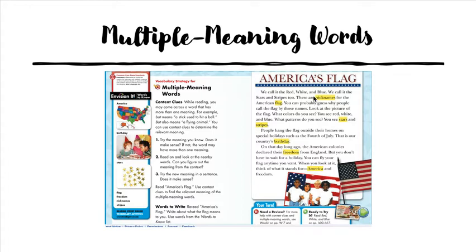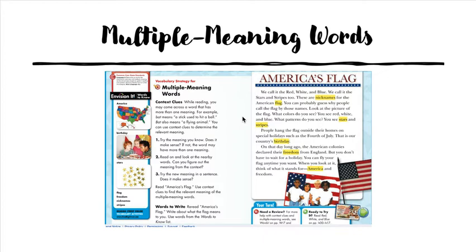So, America's flag. We call it the red, white, and blue. We call it the stars and stripes too. These are nicknames for the American flag. You can probably guess why people call the flag by those names. Look at the pictures of the flag. What colors do you see? You see red, white, and blue. What patterns do you see? You see stars and stripes.